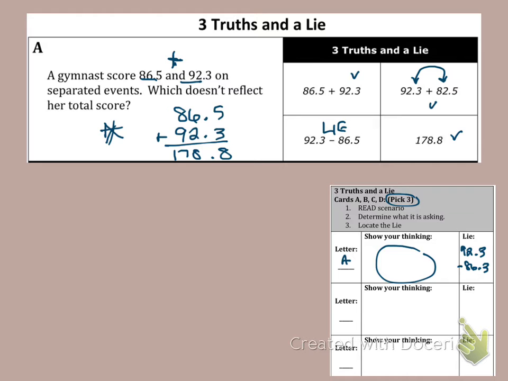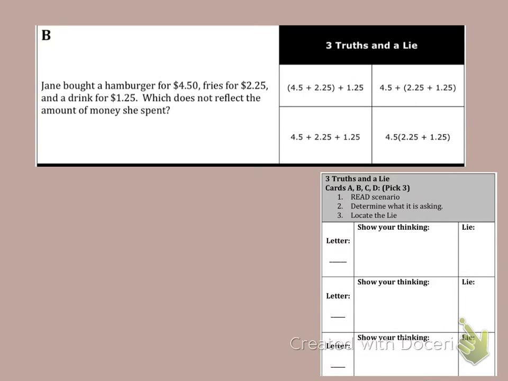Okay, so let's go to answer choice B. B says Jane bought a hamburger for $4.50, fries for $2.25, and a drink for $1.25, which does not reflect the amount of money she spent. So 3 truths and a lie. So if we bought all of these things, what operation is happening with them? Yeah, we're adding all those things, right?